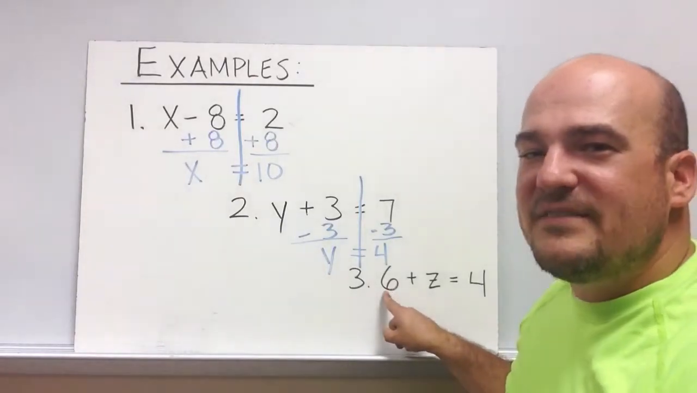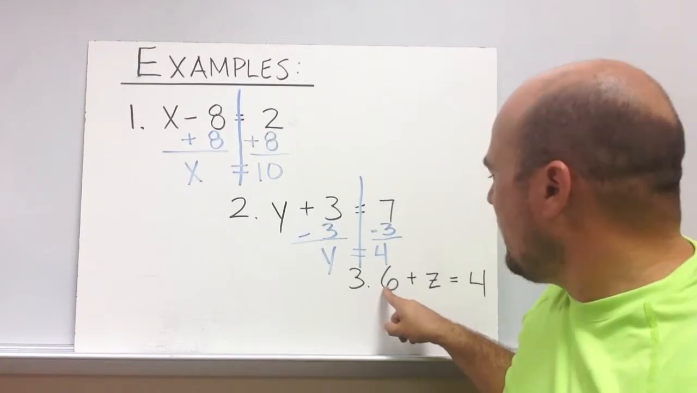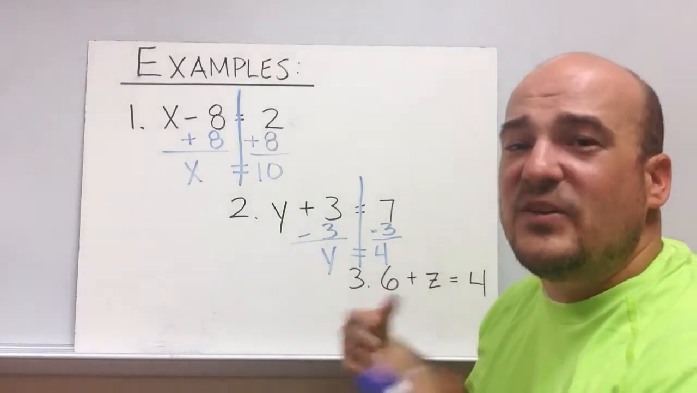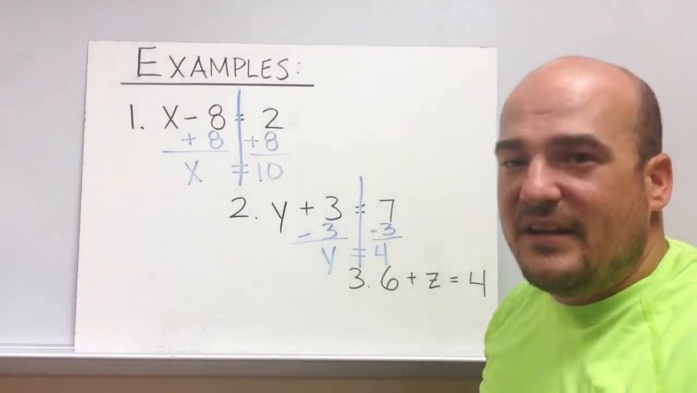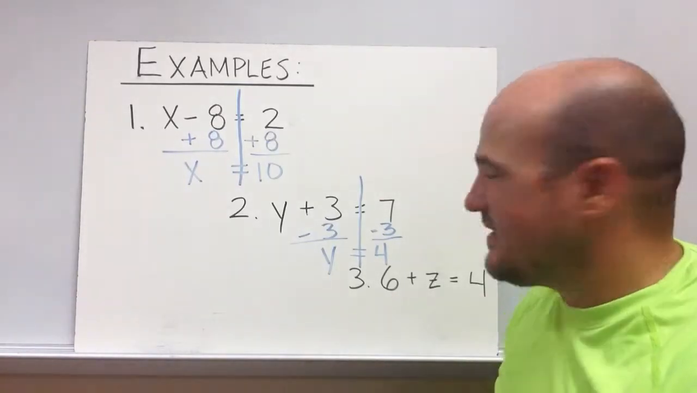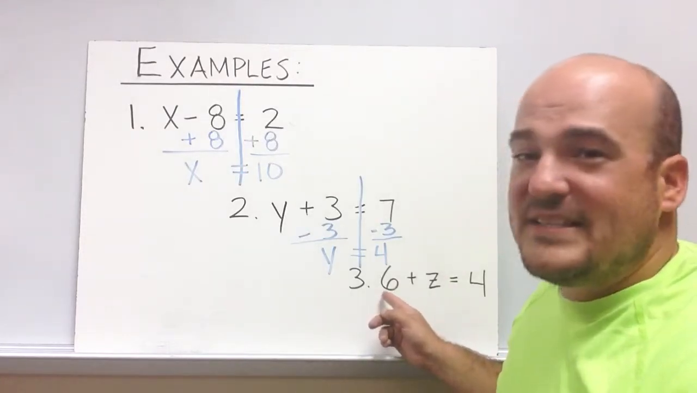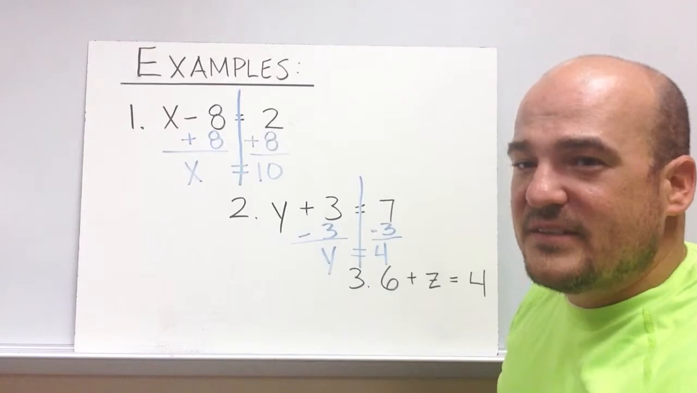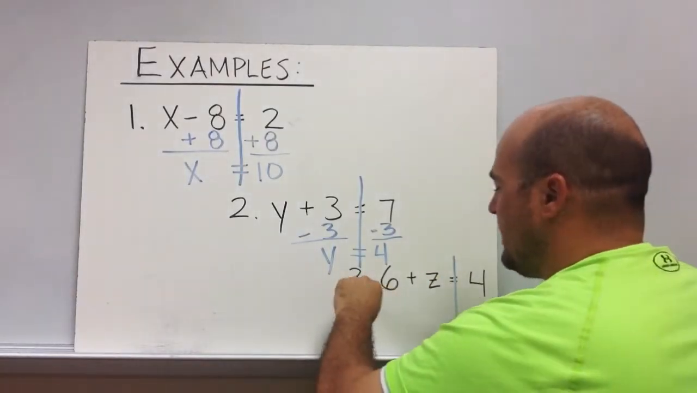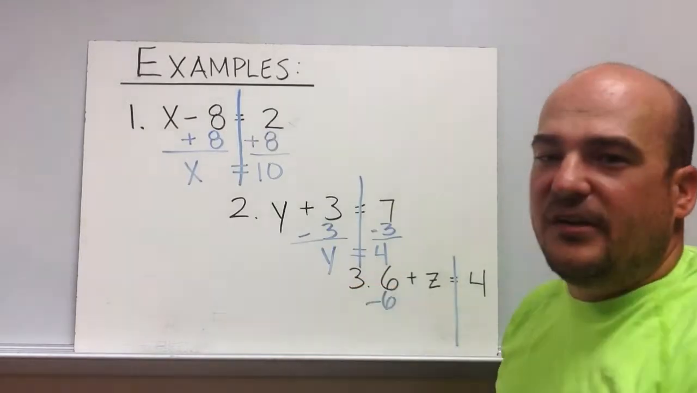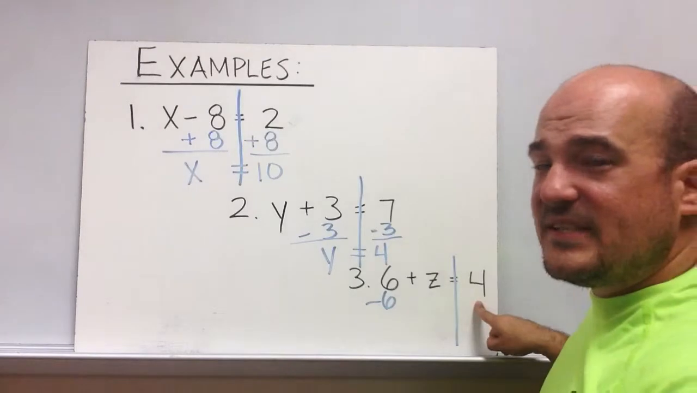I still have a positive 6 out here, and I need to get rid of that positive 6. So the way that I get rid of positive 6 is I do the opposite of positive 6, and the opposite of positive 6 would be negative 6. I need to subtract 6. I want this thing to equal 0, so the way that I get 6 to equal 0 is I take away 6. So I'm going to take away 6 from the left side over here. If I take away 6 from the left side, I also need to take away 6 from the right side.